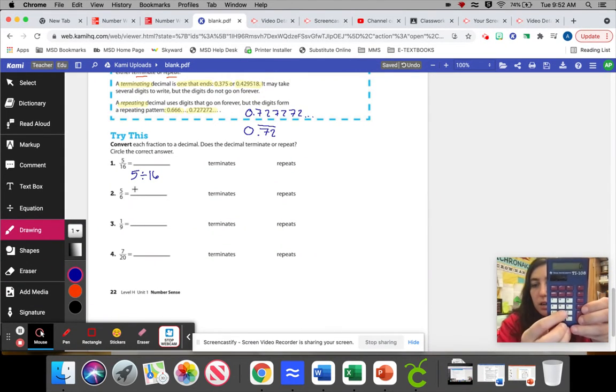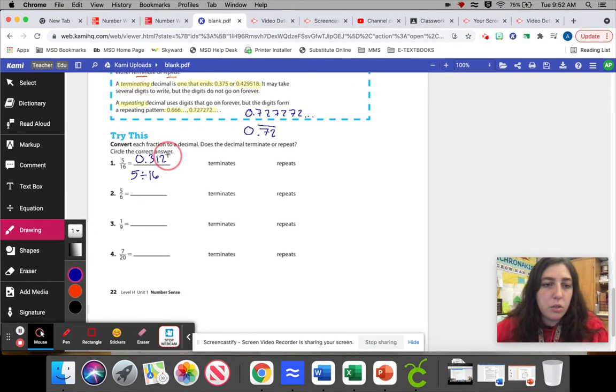So in your calculator, do 5 divided by 16. Make sure to press the equal button. Oh, did I press 16 twice? I did. 5 divided by 16 equals 0.3125. Okay? 0.3125. So is this a terminating or repeating decimal?